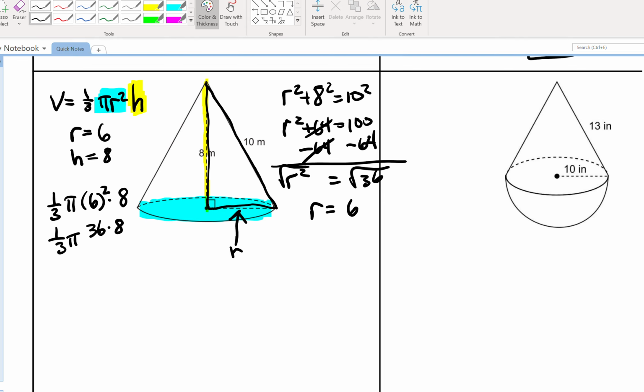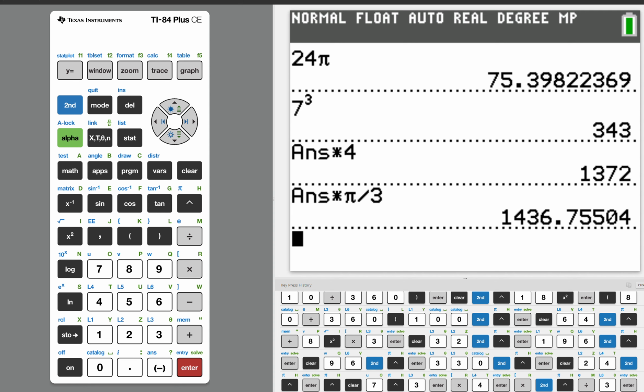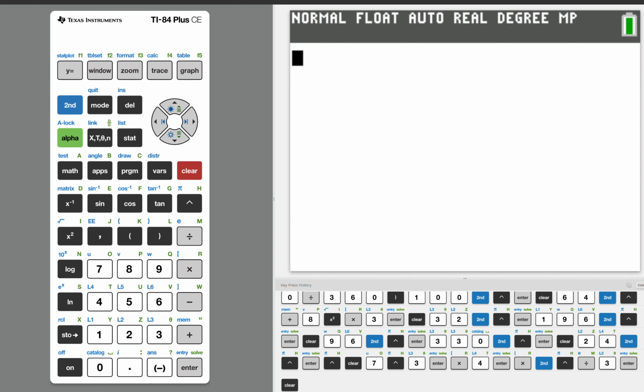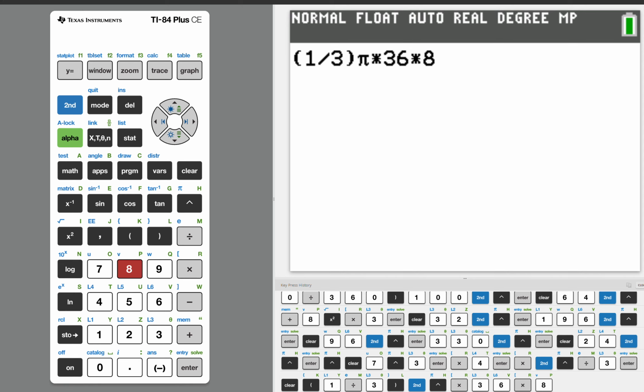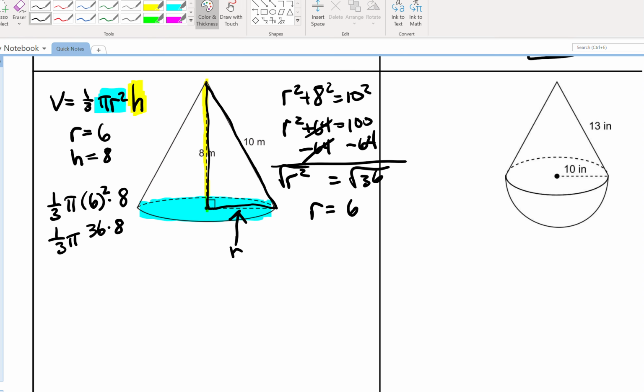And I'm just going to put that in the calculator. 1/3 pi 36 times 8. So here we go. So I'm going to put 1/3 in parentheses, pi times 36 times 8. Let's just make sure. Yep.